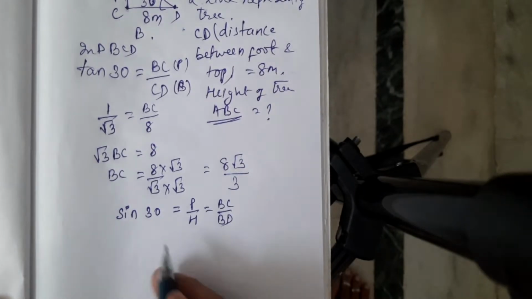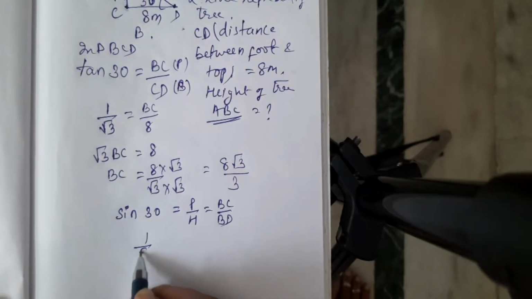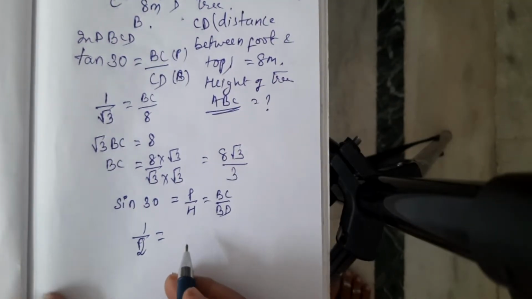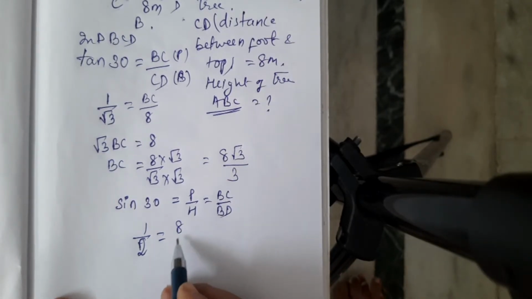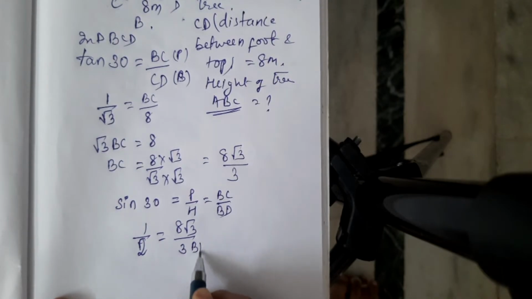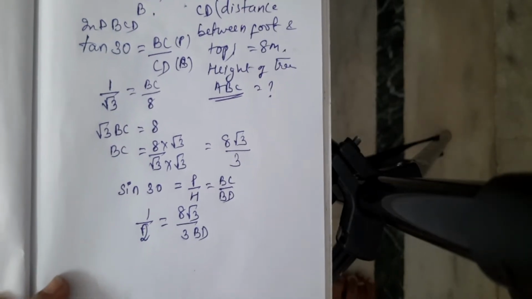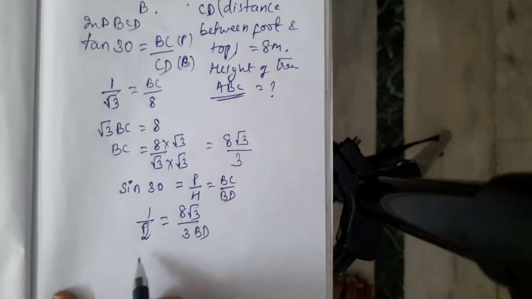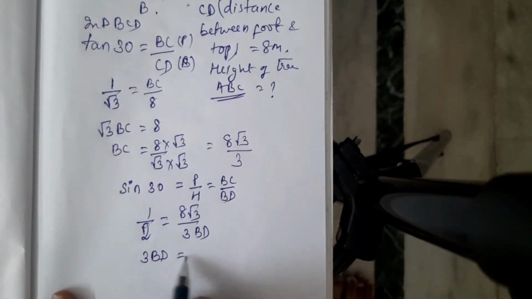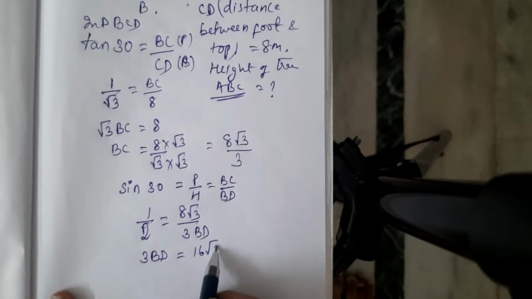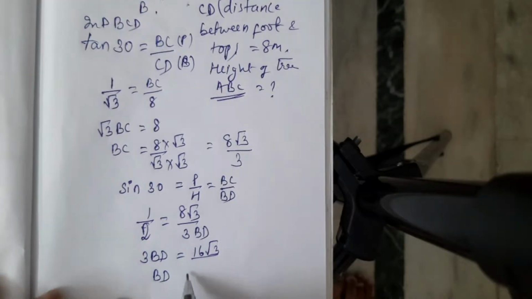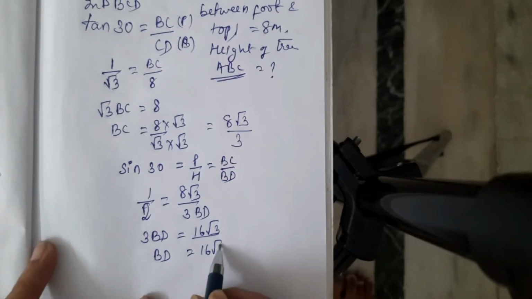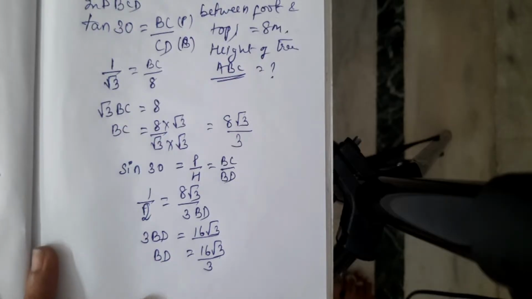Sine 30 is half. Replace sine 30 by 1 by 2. BC value we already calculated, which is 8 root 3 by 3. We need to find the value of BD. So let's do cross multiplication now. If we multiply, 3 times BD is equal to 16 root 3. Now BD is 16 root 3 by 3. We got the value of BD.